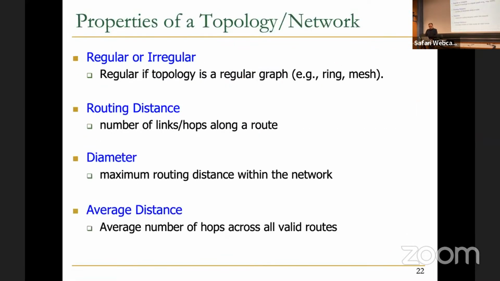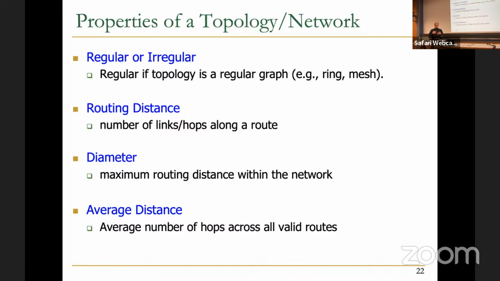An average distance is the average number of hops across all valid roads. So this can actually be defined uniformly. You assume that your traffic pattern is completely uniform and random, like every source can send a message to every destination with an equal chance. If you consider that kind of traffic pattern, then you can calculate average distance, right? But people also use this average distance for any traffic pattern.